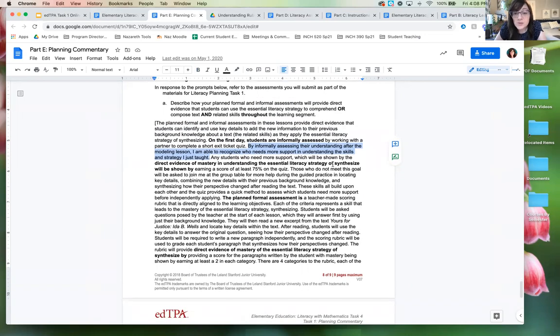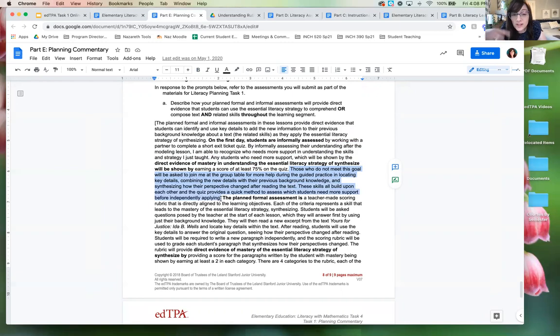Any student who needs more support will be shown by the direct evidence of mastery and understanding the strategy of synthesize by getting a 75 on the quiz. The direct evidence that you're collecting that will show you that your students understand the strategy of synthesize is a 75 on the quiz. Those who don't, you've got to take it a step further. Then what are you going to do?